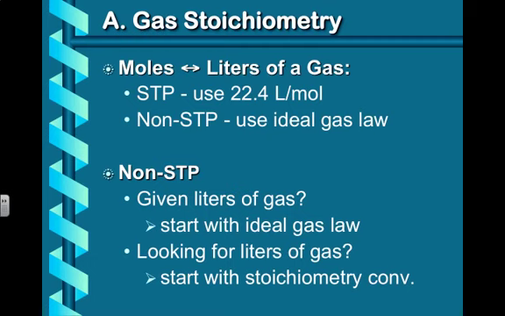This is how you know what to do first. If you are given liters of a gas, you're going to start with the ideal gas law. Then, if you are looking for liters of a gas, you're going to start with stoichiometry. So if you're given liters of a gas, you're going to start with the ideal gas law and then use stoichiometry. If you are looking for liters of a gas, you're going to start with stoichiometry and then use the ideal gas law.